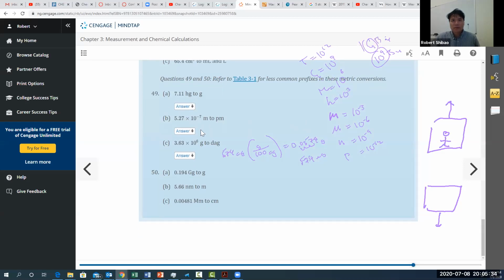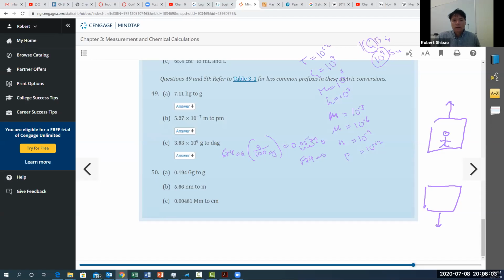Meters to picometers. Picometers, 10 to the minus 12. This one, I don't want to move the decimal because I can move it a whole bunch of times. This one, I'm going to use a conversion factor to do. When it's a simple one, it's easier to just move the decimal. But when it's more complicated, I go meters to picometers. And going meters to picometers, there's two conversion factors that we can use for that particular one.